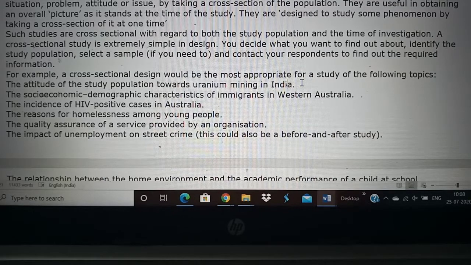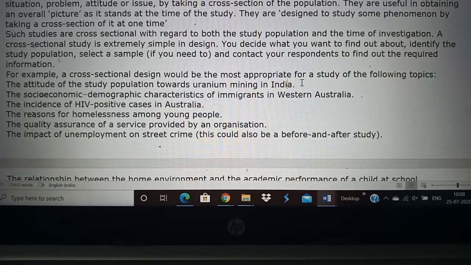Another example is the number of HIV positive cases in India. We take the people who are HIV positive and find out among a group of them how they got HIV, why they got HIV, what the causes are, and what problems they are facing. And then homelessness among young people.